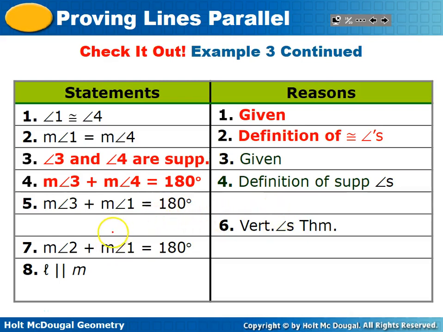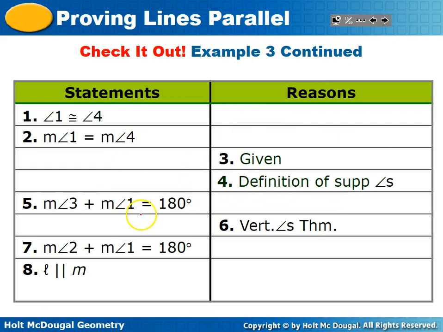Now I want you guys to notice something for this next step. We have measure of angle 3 and measure of angle 3. That's the same, but 4 and 1 are different here. Do you notice up here that it tells us that the measure of angle 1 is equal to the measure of angle 4? So that means we can substitute the measure of angle 1 in for the measure of angle 4. So that's the answer there.